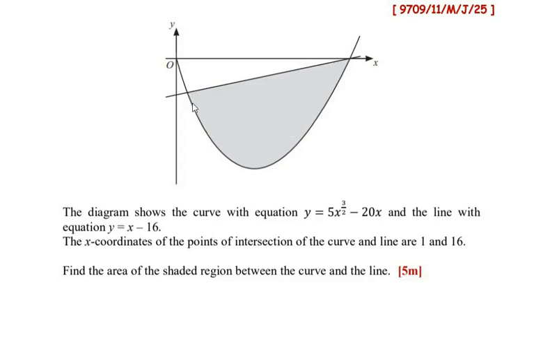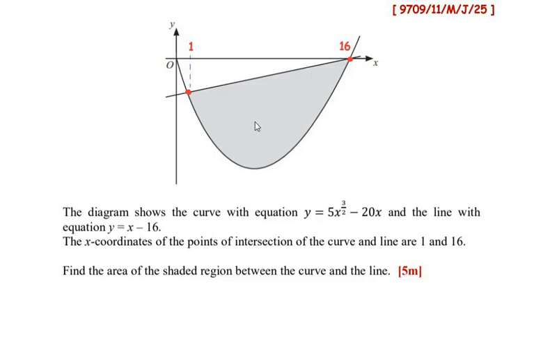So here two equations are being given to us. That is, one is the equation of the curve and the other is the equation of the line. And it is given that the x coordinates of points of intersection of the curve and the line are 1 and 16. So we have marked the x coordinates of the points of intersection over here. Now we have to find out the area of the shaded region between the line and the curve.